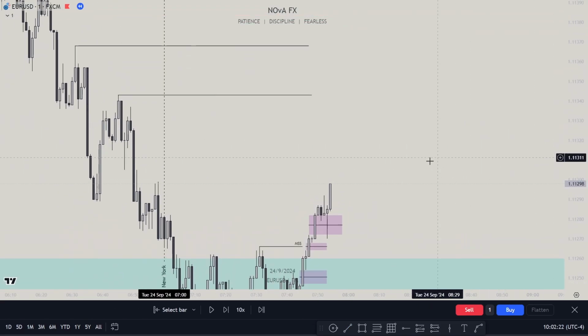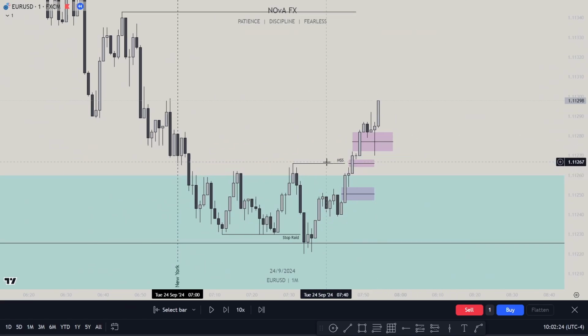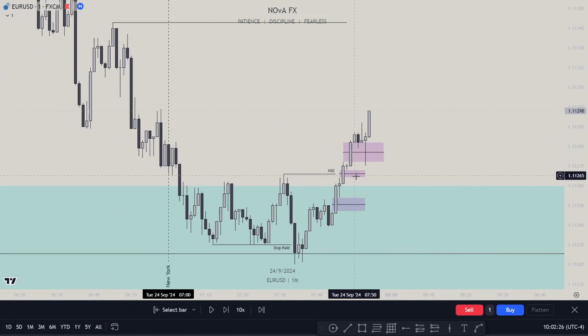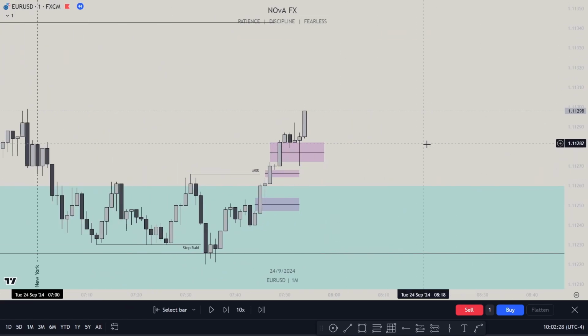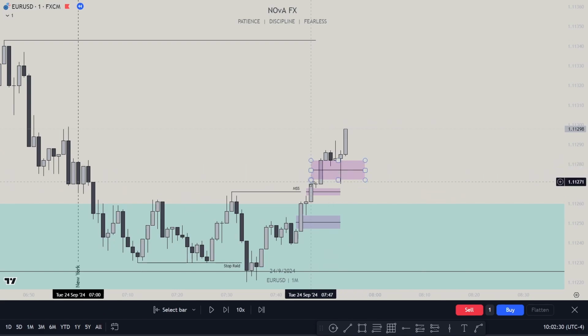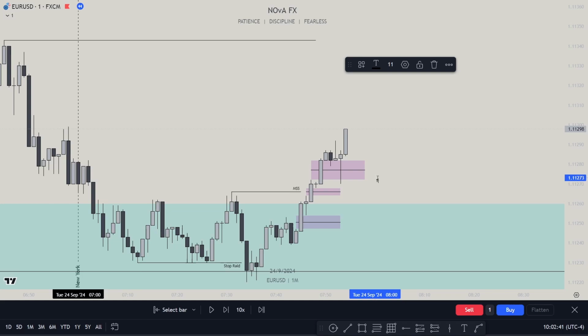So let's see here. There is a market structure shift over here. The price is respecting the FVG here. So this is the first distribution, or first presentation, where it went up, then it retraced to this FVG, and it went up. So we will take the trade at the second presentation.